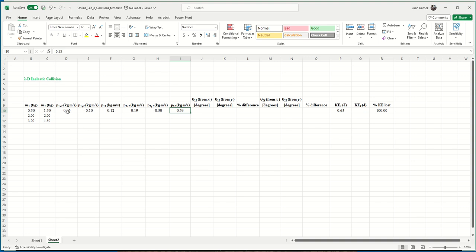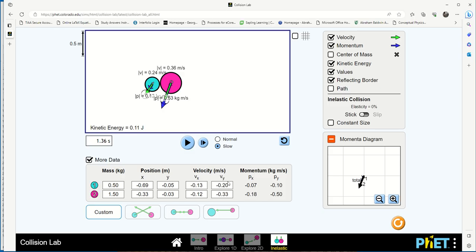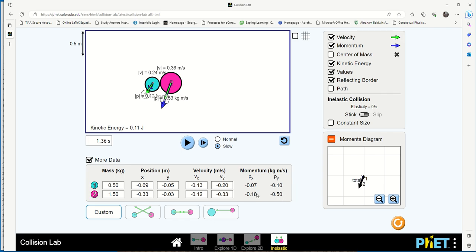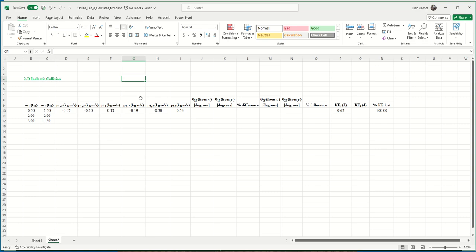Then P1XF, P1YF. That's right there. Remember this first row. P1XF is minus 0.07, P1YF is minus 0.1. I'll do 0.07, it's not going to matter. All right, then P2XF is minus 0.18, and P2YF is minus 0.5. Was it 1.8 instead of a 1.9?